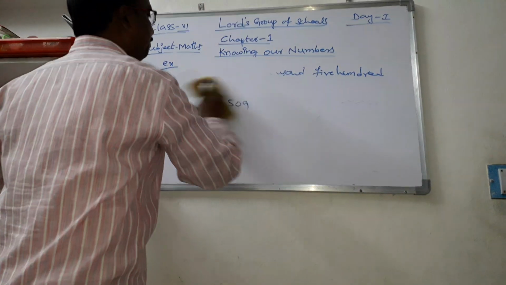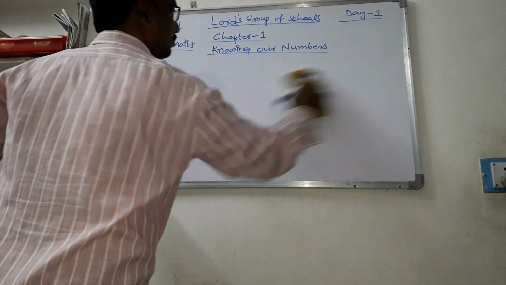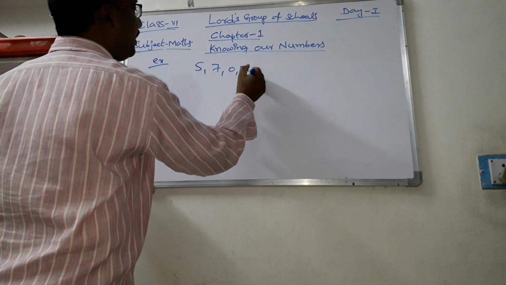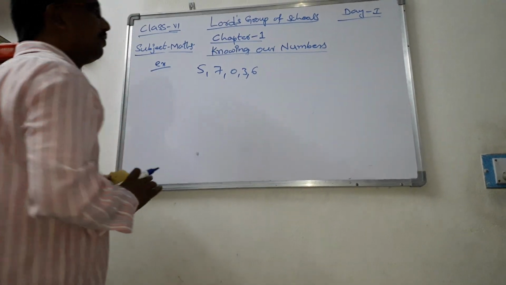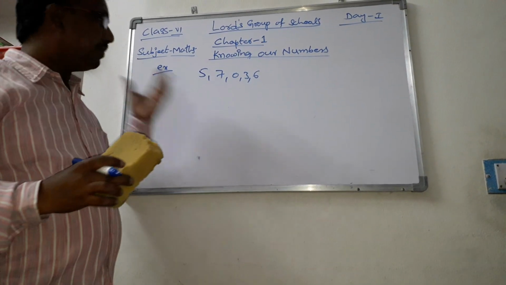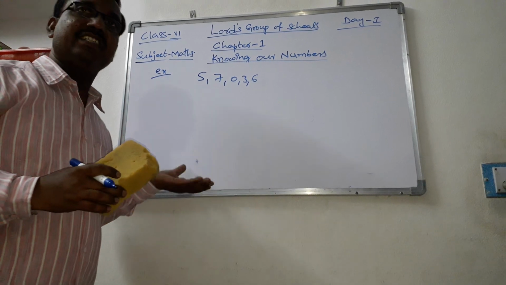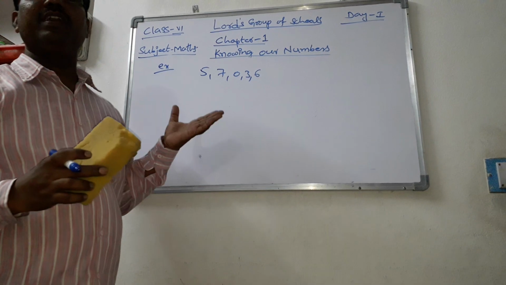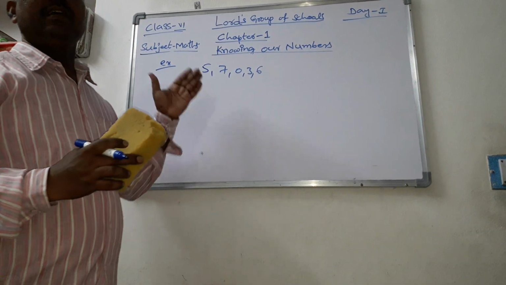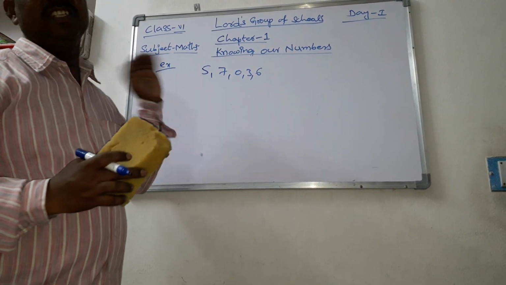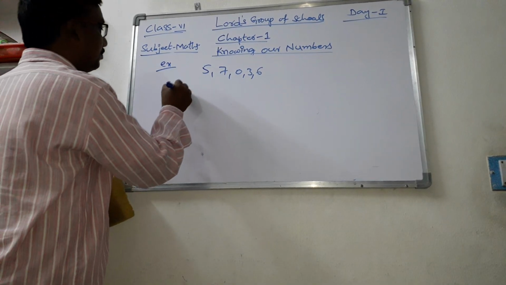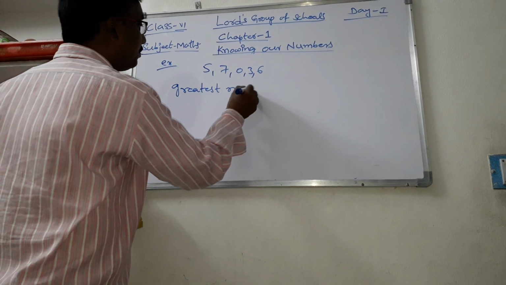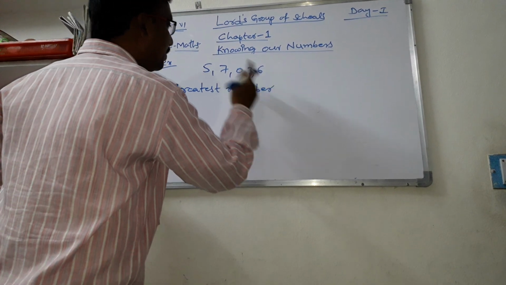For example, 5, 7, 0, 3 and 6. These are the 5 digits we have been given. From these digits we have to write the greatest number and the smallest number. Not only that, from them we can find the difference between the largest number and the smallest number formed by these digits. For example, the greatest number by using these digits.